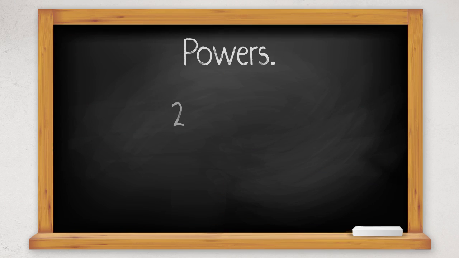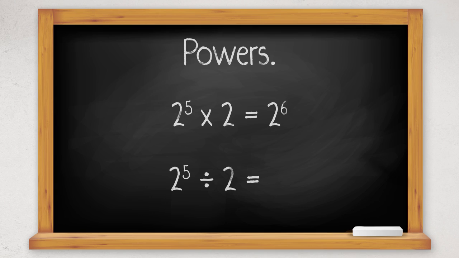If I had 2 to the power of 5 and multiplied it by another 2, I could write it in the neat index form of 2 to the power of 6. If I had 2 to the power of 5 and divided it by 2, the second 2 would cancel one of the 2's in the first number, and I could write it as 2 to the power of 4.